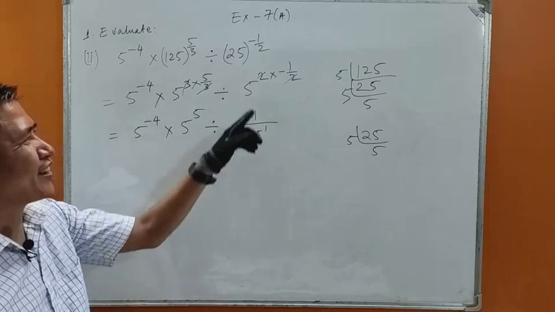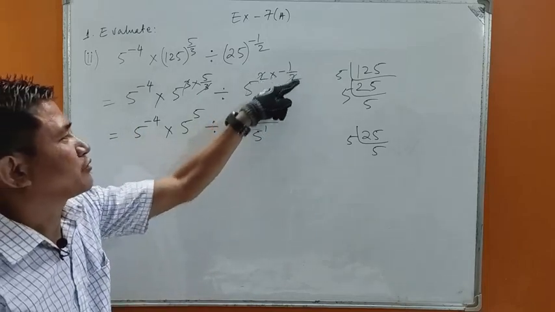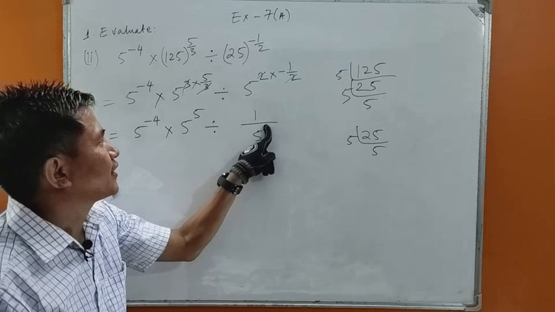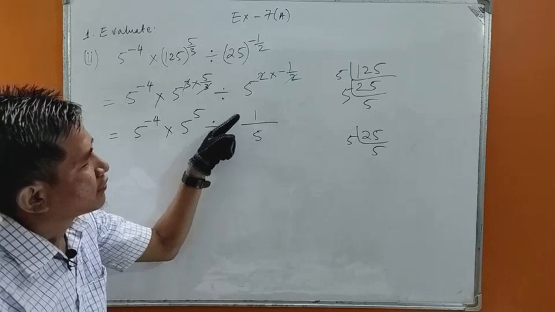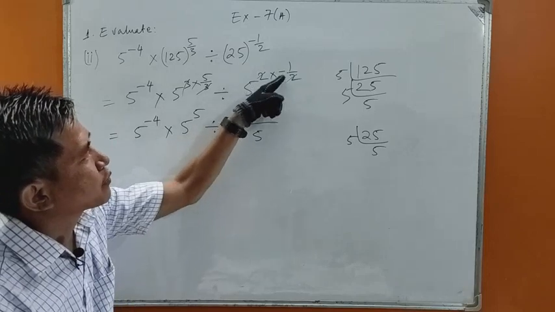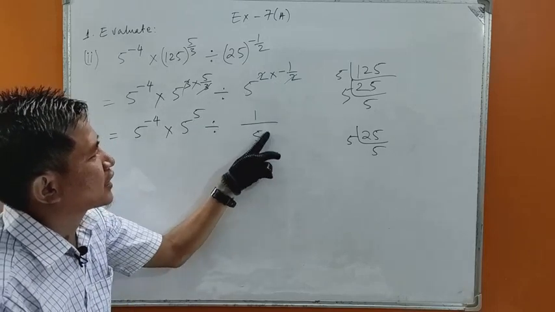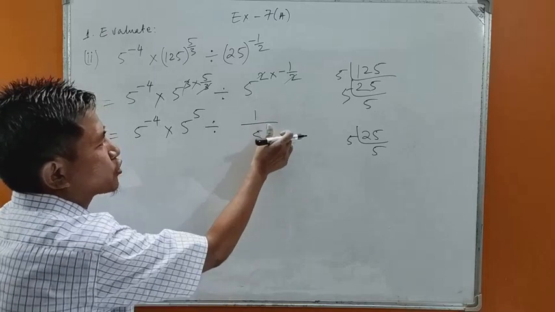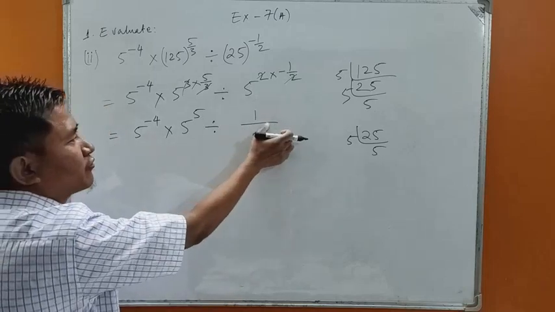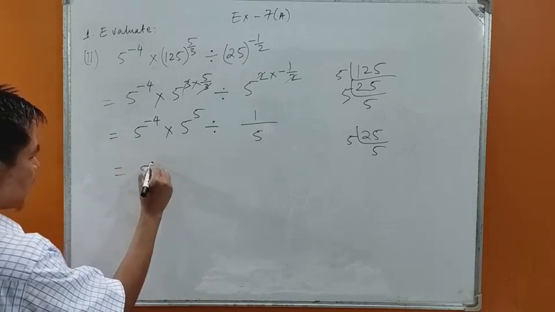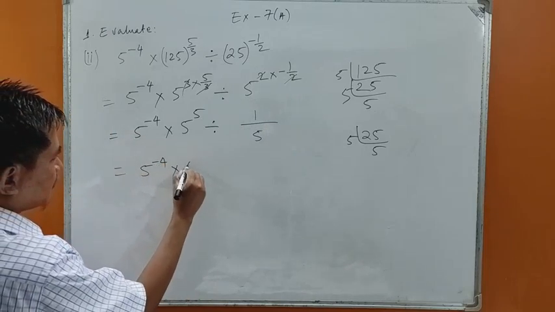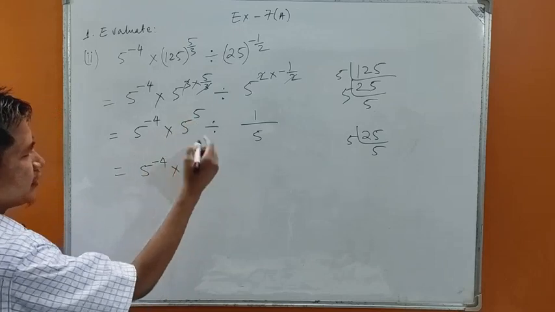Are you getting me? The power of 5 is -1. So why don't I write this 5 to the power -1 as 1 upon 5? If you take this 5 to the power -1 to the denominator, the sign of the power becomes +1. So +1, no need to write +1, 5, isn't it? So this gives us 5 to the power -4 into 5 to the power 5 we have here.